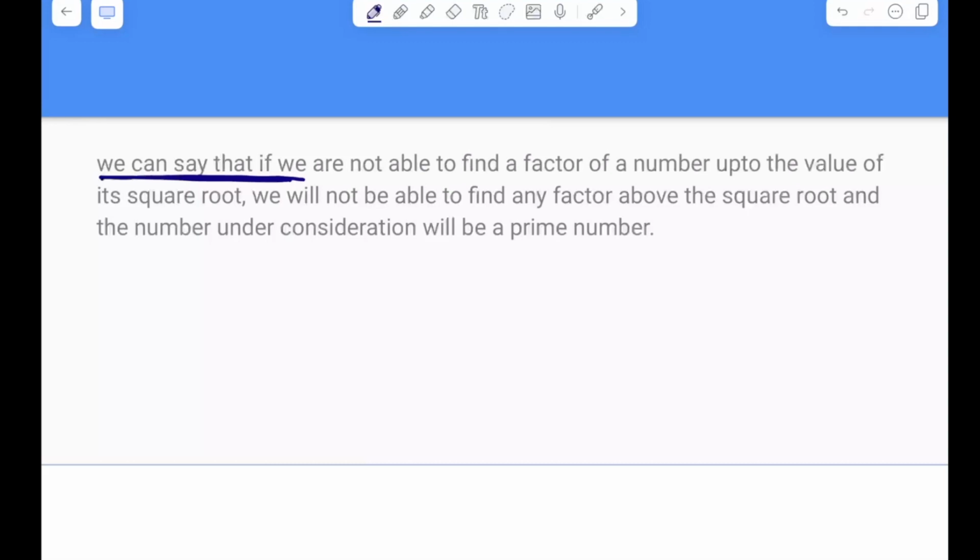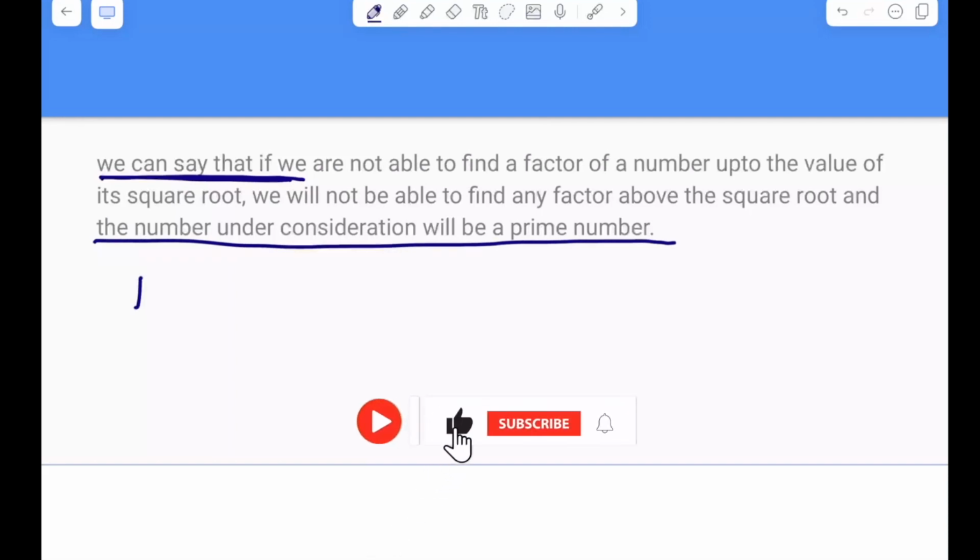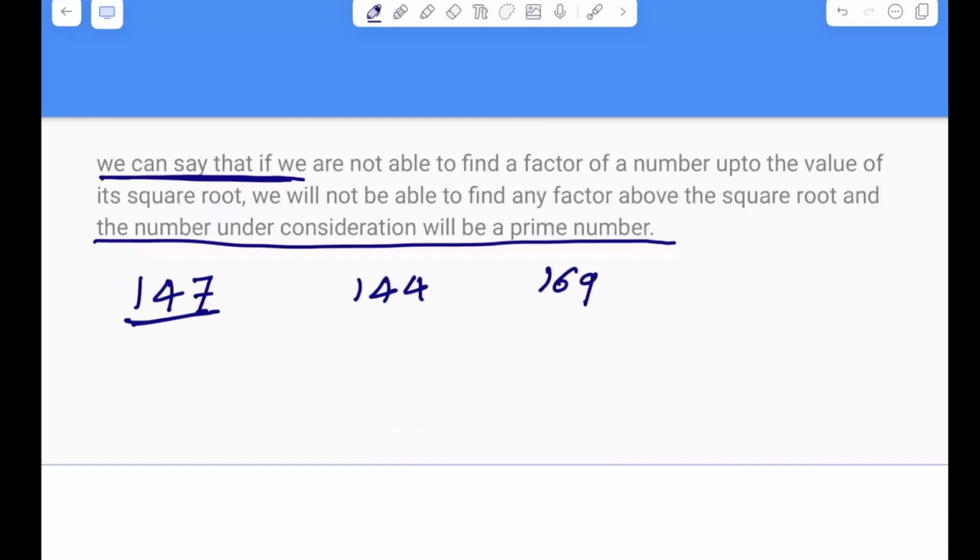We can say that if we are not able to find a factor of a number up to the value of its square root, we will not be able to find any factor above the square root, and the number under consideration will be a prime number. So for example, let us take 147. 147 is above 144 and below 169. So what will be the square root of 147? It will be 12 point something. If I convert this into an integer, it will be 12. So if I am not able to find any factor between 2 and 12, then 147 is a prime number.